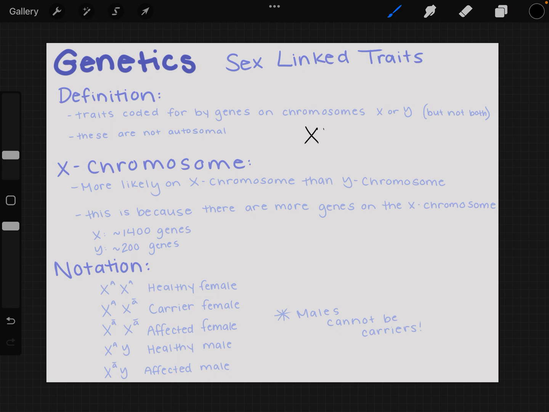If you have 2 X's, you're going to be a female. If you have an X and a Y, you're going to be a male. It is possible, because of non-disjunction, that you could end up with 3 X's or 2 X's and a Y, or you could end up with 1 less. It's not likely, but it is possible. Those individuals are called intersex.